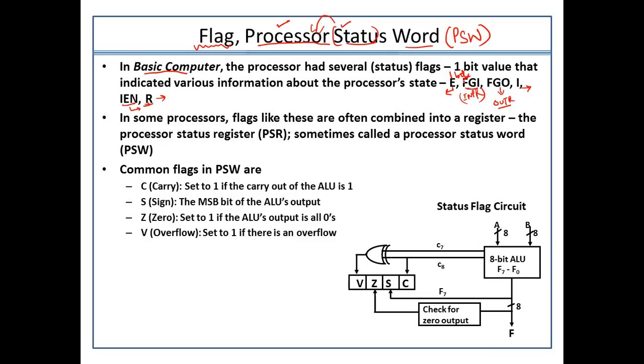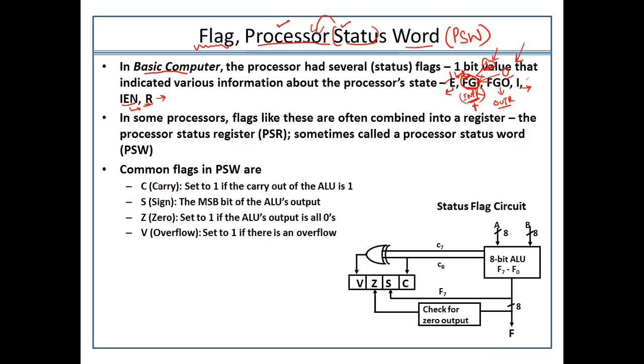Now, if I take the simple example, if the value of FGI is 1, it means your input register is busy now. It is not free to take the inputs. But if the value of FGI is 0, then the input device will have the ability to send the data into this input register. So the idea is that in the basic computers we were using different kinds of flag bits.